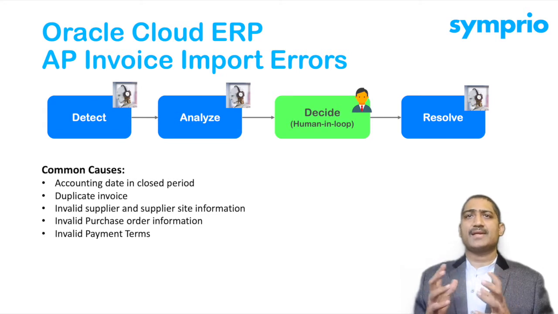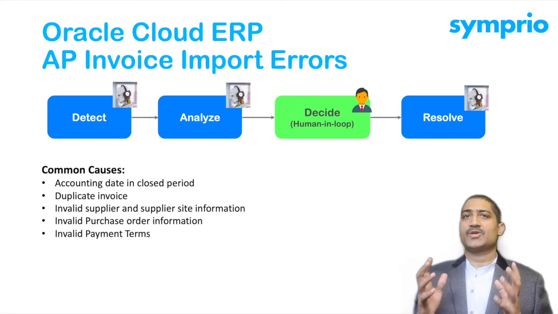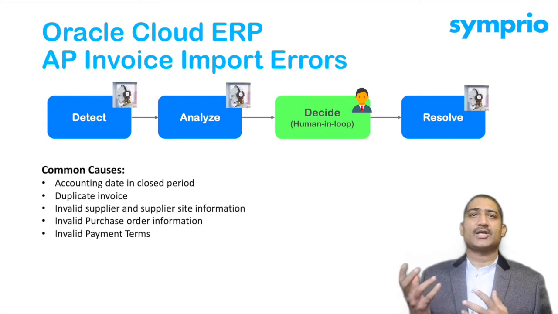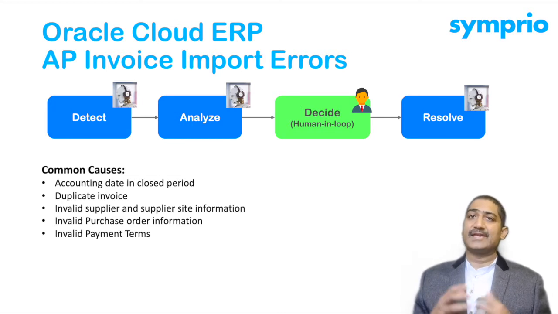There are around 100 possible errors in the AP interface. The robot can resolve most of these issues with human in loop. Here are a few common causes: accounting date in a closed period, duplicate invoice number, invalid supplier and supplier site information, invalid purchase order information, or invalid payment terms.